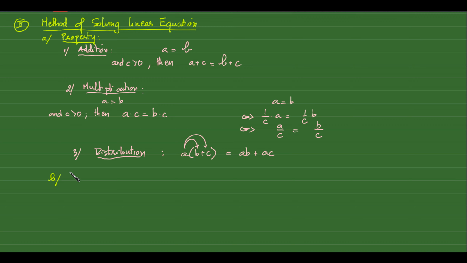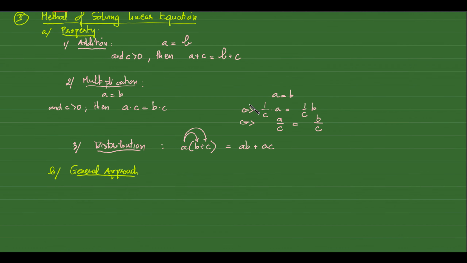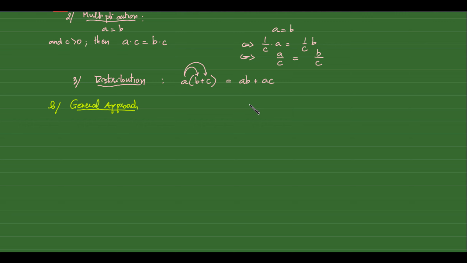After you know these properties, I want to discuss the general approach to solving a linear equation. Maybe some of you don't like this approach and prefer to start a linear equation another way. That's fine. But if you follow this general approach, I'm sure that 98% of the time you get the linear equation right. So what is my general approach?